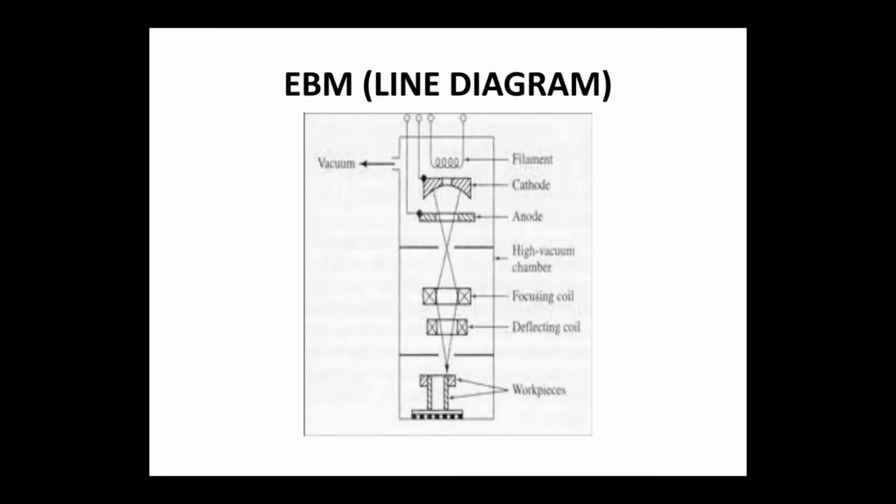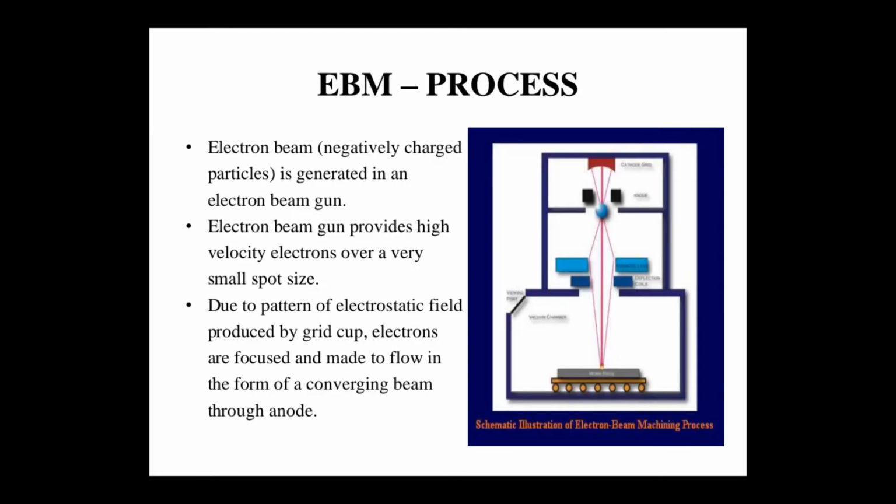Now, here I have shown the line diagram of electron beam machining. You can see the different parts: the vacuum, the filament, cathode, anode, high vacuum chamber, then the focusing coil, and after the focusing coil the deflecting coil, and that beam impinges on the workpiece. Now I will discuss this process.